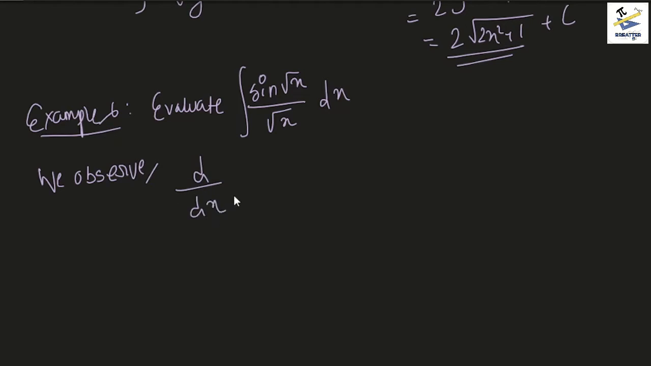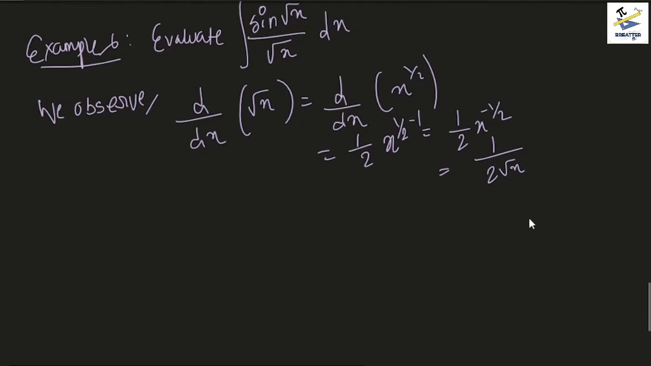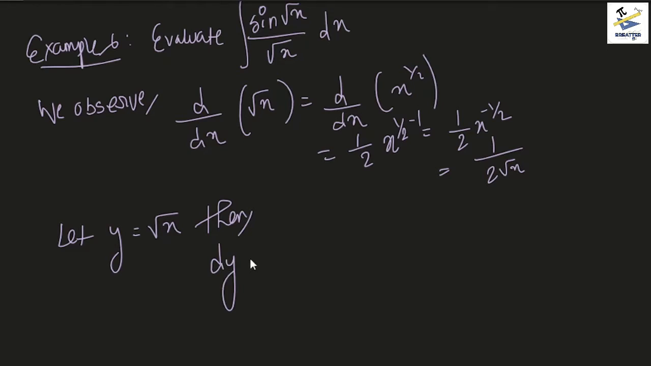We observe d/dx of root x is just equal to d/dx of x to the power 1 by 2. Now we have learned previously that for d/dx of x to the power something, the power comes out as a coefficient and the power is reduced by 1, which means it is half into x to the power minus half, or in other words 1 by 2 root x, right? So if we were to differentiate, what we would get is something like this. Let y equals to root x, then dy should be equal to dx by 2 root x, right?